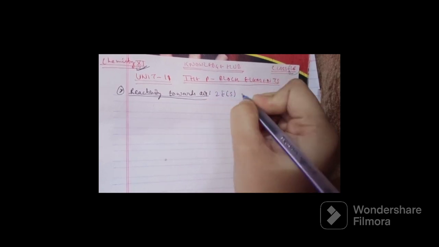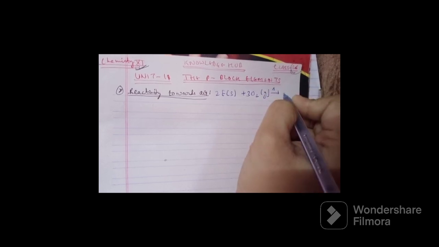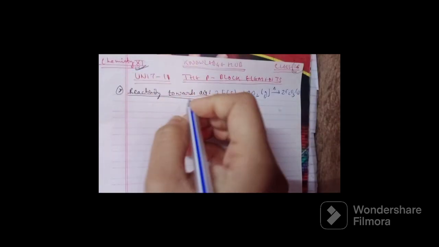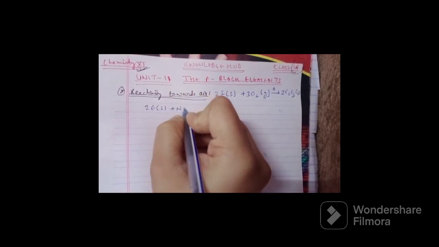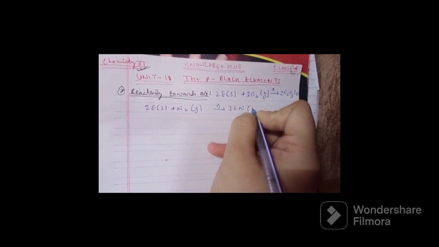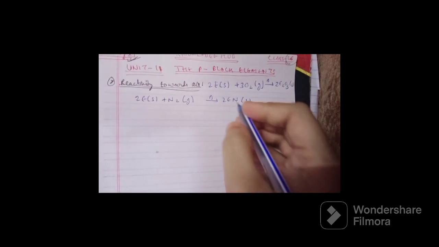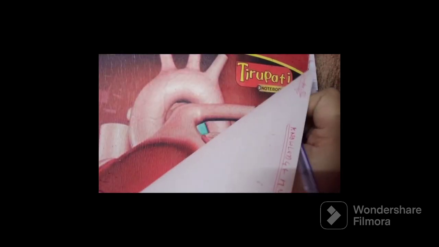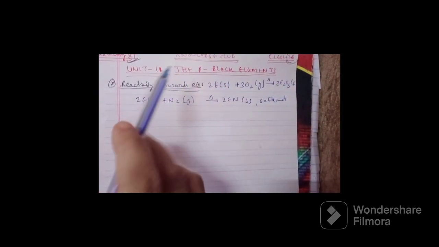2E plus 3O2 gas in the presence of heat will give 2E2O3, and 2E solid plus N2 gas in the presence of heat gives 2EN solid, where E here is your element. Okay, now we'll discuss that the nature of these oxides varies down the group.